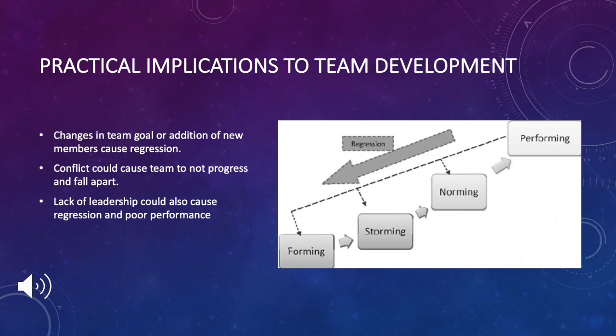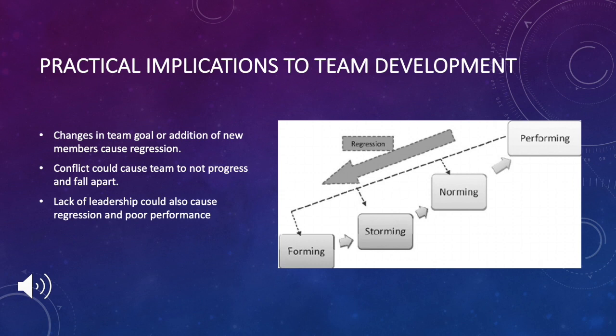For team development, there are things that cause a team to regress in stages. Not all teams go through all the stages. They could fall apart before getting to the norming or performing stage. Events such as changes in goals or addition of new team members can lead a team's development to regress all the way back to the first stage. This regression could lead to more conflicts within a group and lead to ineffectiveness.